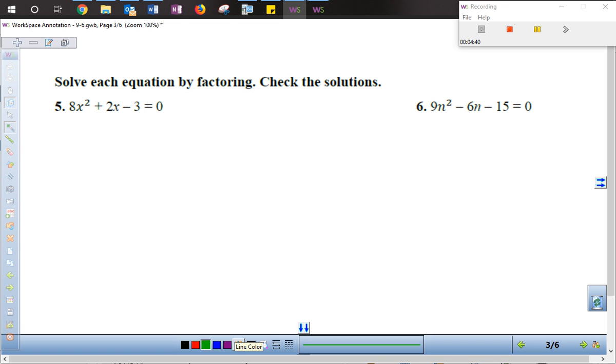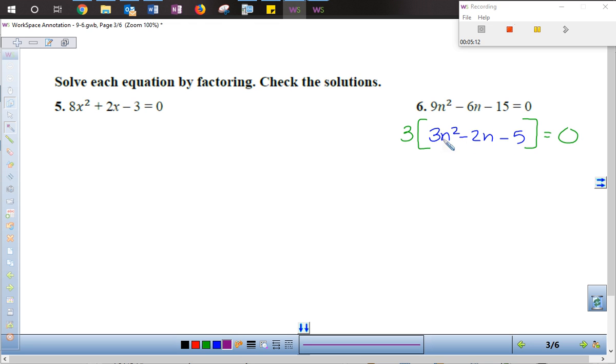So here, the first thing I need to check for is a greatest common factor. So 9, 6, and 15 all have a 3 in common. And let's see what I have left after I take that out. 9 divided by 3 is 3n squared. 6 divided by 3 is negative 2n, and 15 divided by 3 is negative 5. And so I'm left with 3 times the quantity of 3n squared minus 2n minus 5 equals 0.